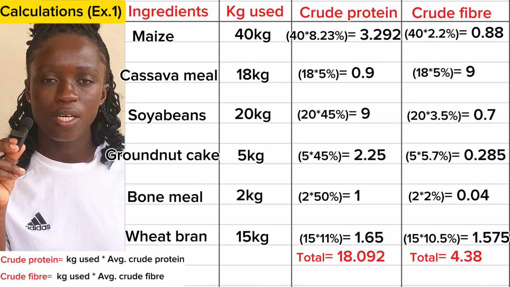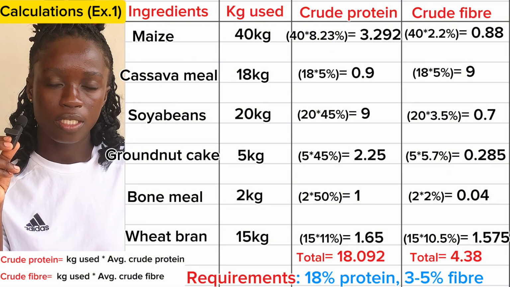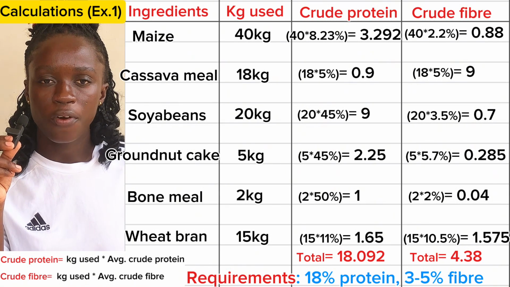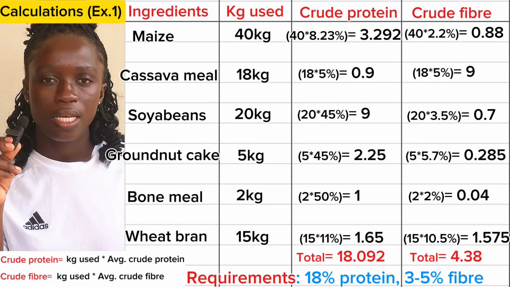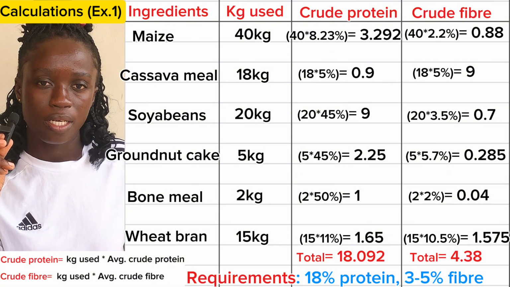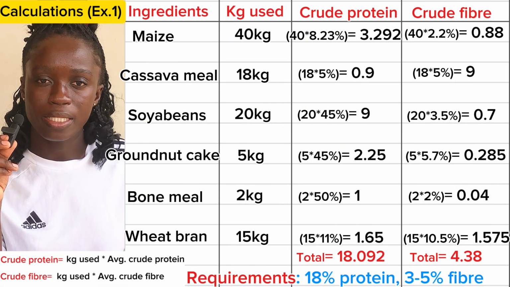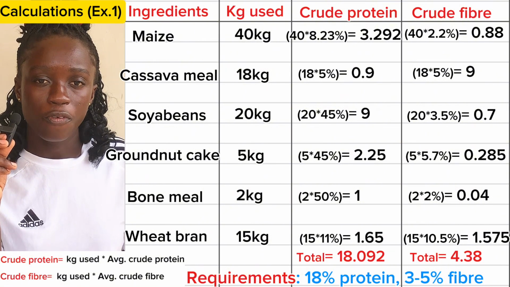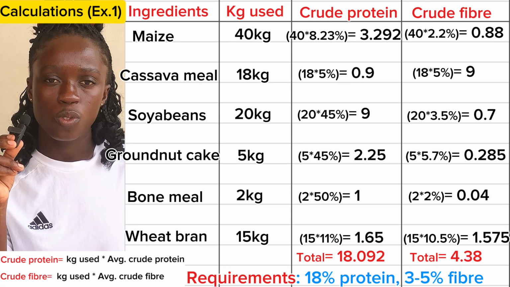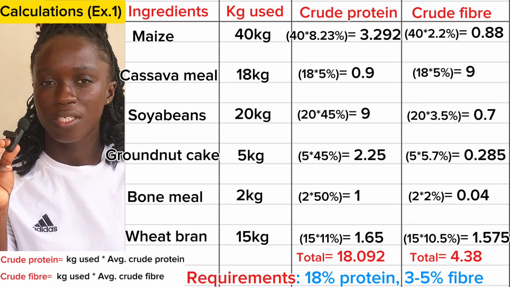Now let's compare this to the nutritional requirements for starter pigs, because remember this is starter feed. We said they need a crude protein content of 18% and a crude fiber of 3 to 5%. Now let's compare and see. It falls within the range: 18.092% is approximately 18.1%, which is still around our 18% mark. And then the crude fiber is 4.38, which falls between the 3 to 5%. So we are within range. It means that this feed meets the requirements for starter feed.